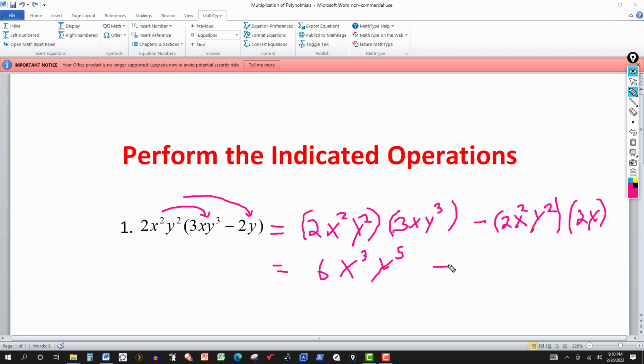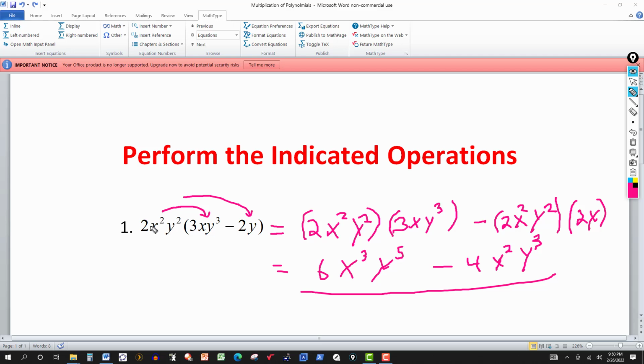And then I'll carry the minus over, and then over here again, monomial times a binomial. Multiply the coefficients, 2 times 2, that's 4. And we have an x for the first one, bring it down, add the exponents. So it's x squared. The other one doesn't have an x, so that's as far as we go. And then a y squared, bring it down, add the exponents. Remember, if it doesn't have an exponent, it's understood to be 1. 1 and 2 is 3. And that's your final answer.